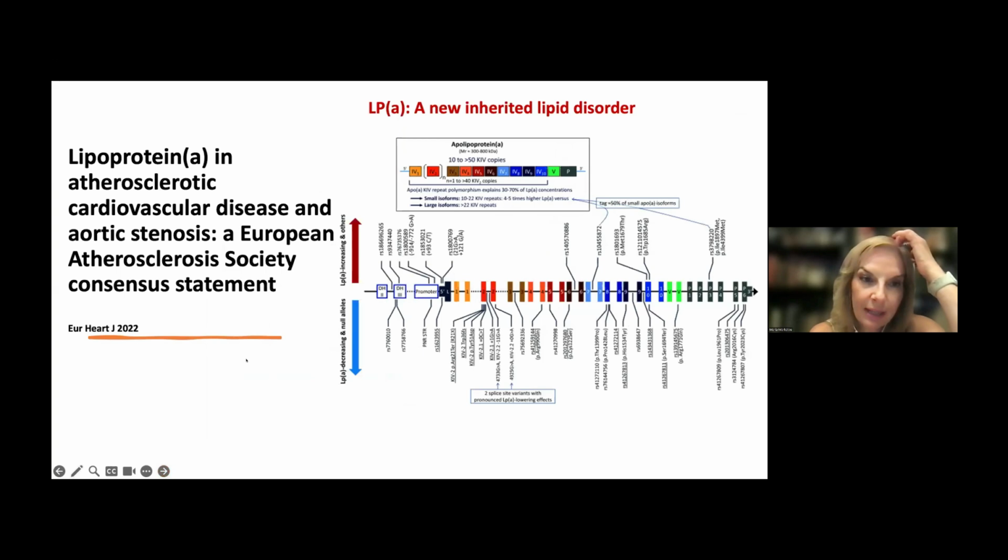And in this very detailed and important statement of the European Atherosclerosis Society, you can appreciate that since then we have also indicated other variants of the LPA gene that might bear an additional risk in patients with high LPA levels. So we can tell now for sure that LPA is a new inherited lipid disorder.